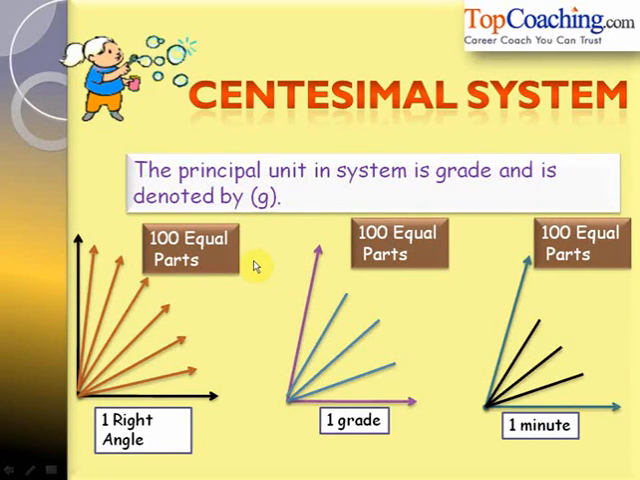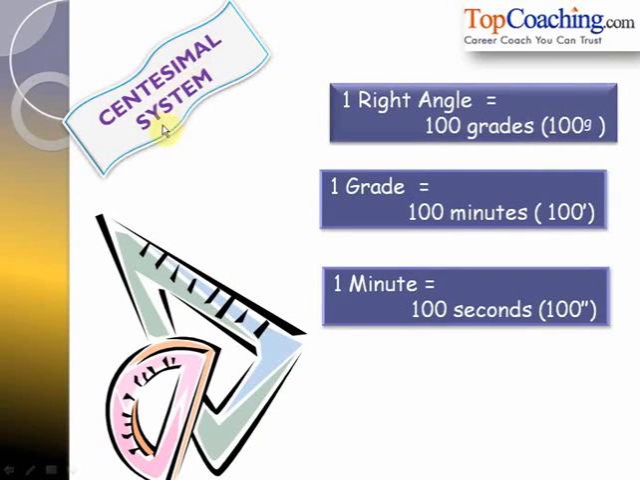So in this system of measurement, we divide a right angle into 100 equal parts such that every equal part is known as 1 grade. Then we take 1 grade and divide it into 100 equal parts such that each of these equal parts is known as 1 minute. And further, we take this 1 minute and divide it into again 100 equal parts, and every equal part is known as 1 second. So in the centesimal system, one right angle is equal to 100 grades, 1 grade is equal to 100 minutes, and 1 minute is equal to 100 seconds. So grade is represented this way, minutes is represented this way, and seconds is represented this way.